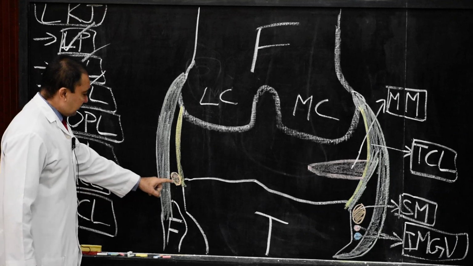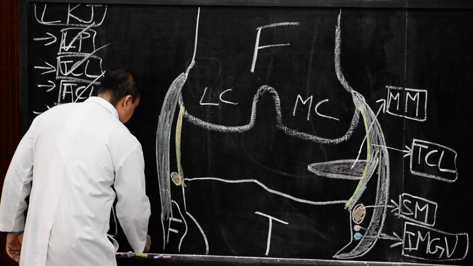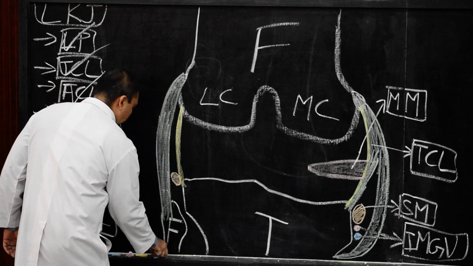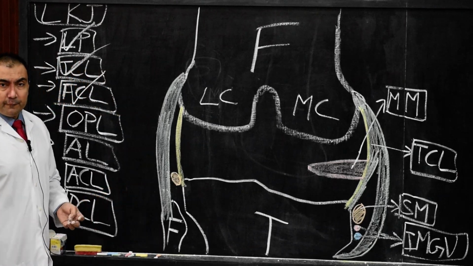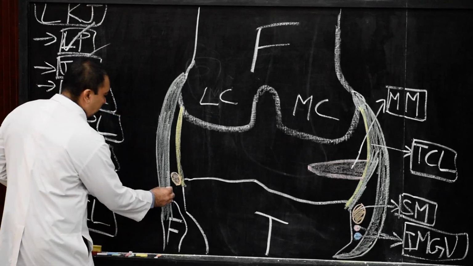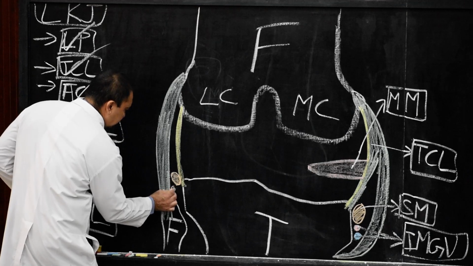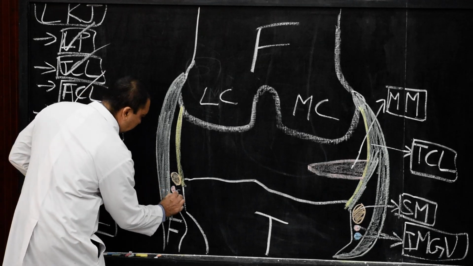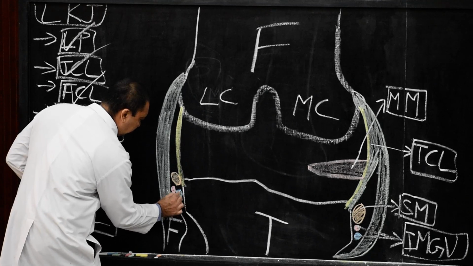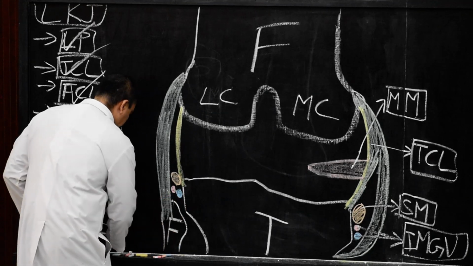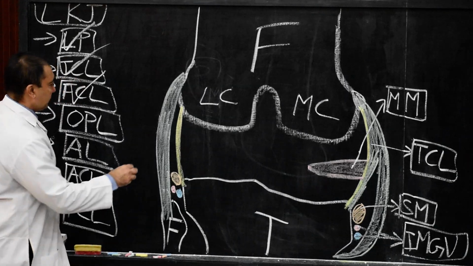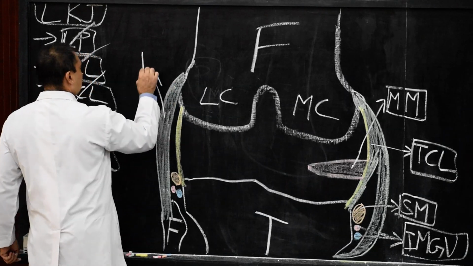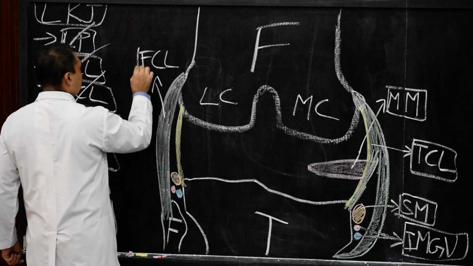Along with this tendon of popliteus, there will be various vessels, and those vessels will be inferior lateral genicular vessels. So here, these are the inferior lateral genicular vessels. This completes the fibular collateral ligament, and we are going to mark here, this will be fibular collateral ligament.